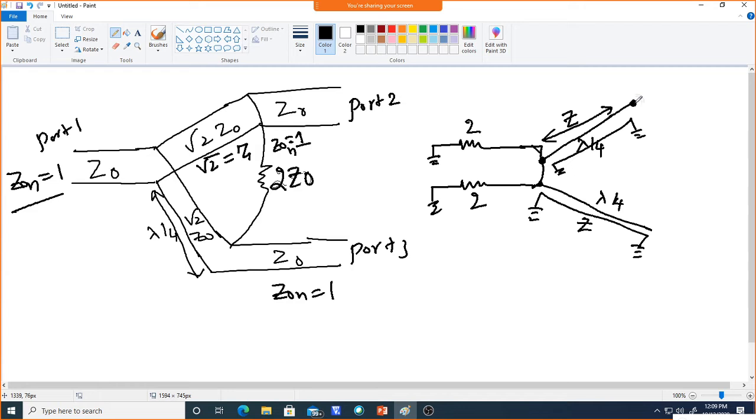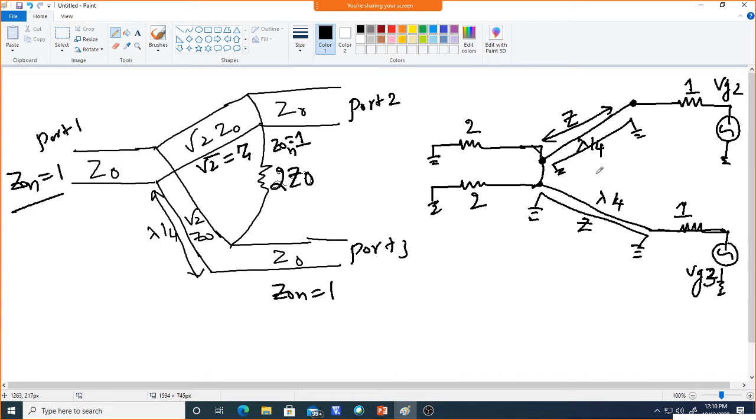Now here the output port is again normalized, so I will connect it as the value 1, R value 1, and here also I will connect it as R value 1. Okay, so this is port 3 and this is port 2. Now we need to assign the voltage values, here also and here also. So now we'll take this as VG2 and VG3, the voltage at port 2 and voltage at port 3.